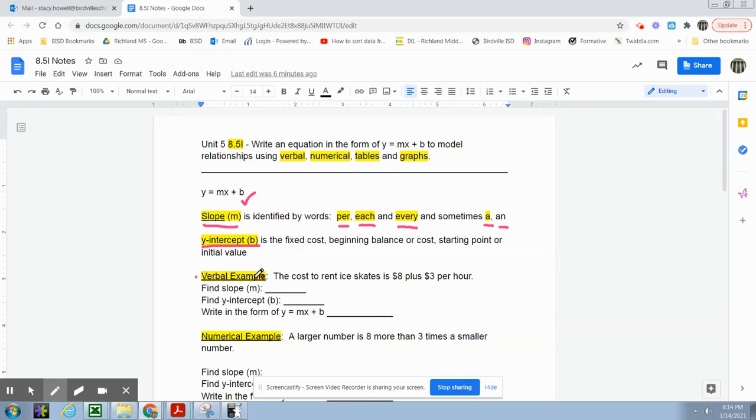Here's a verbal example. The cost to rent ice skates is $8 plus $3 per hour. There is your x, because that is the word we're looking for. So we know our slope is 3. Our y-intercept is 8, because we pay 8 no matter how many hours we skate. And the equation is going to be y equals 3x plus 8.